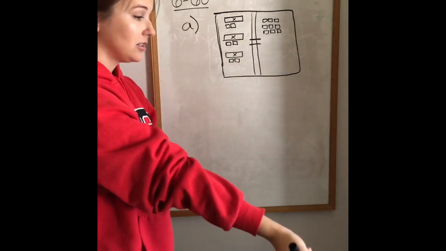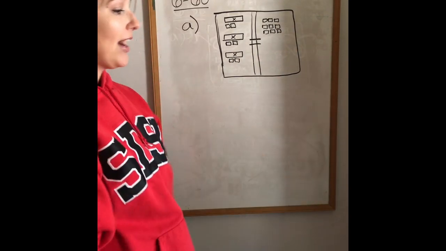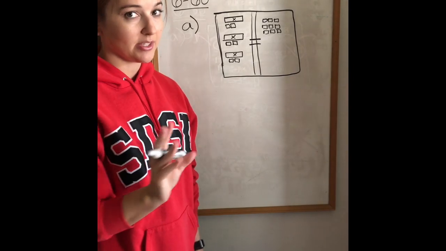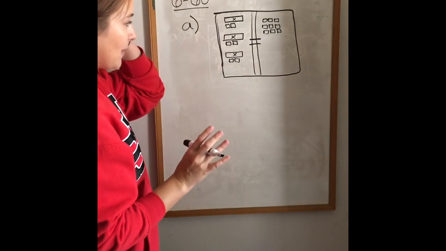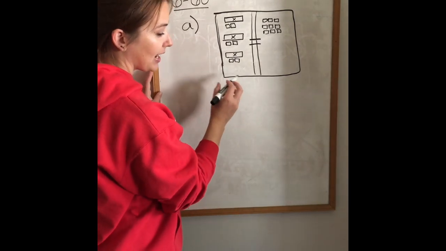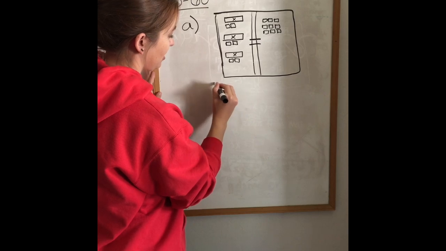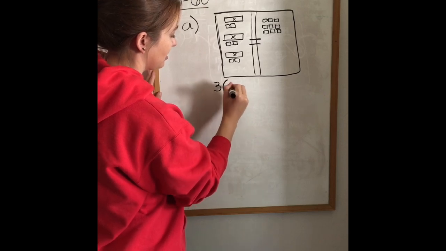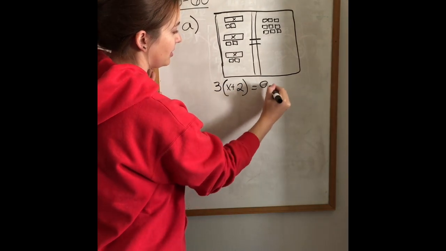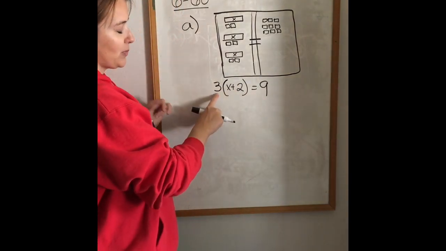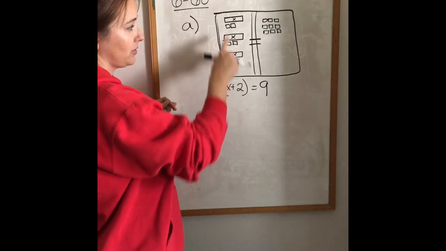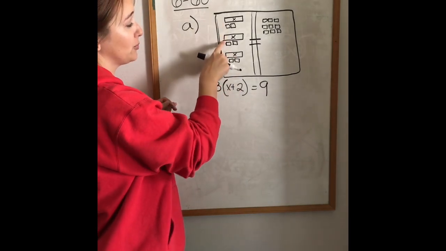Okay, so now, not done with A yet because it does ask for 2 ways that you could write this equation. So I wrote it 2 different ways. I wrote it as 3 parentheses x plus 2 equals 9. This just means that I have 3 groups of x plus 2, and I do because I see them. 1 group, 2 group, 3 group.